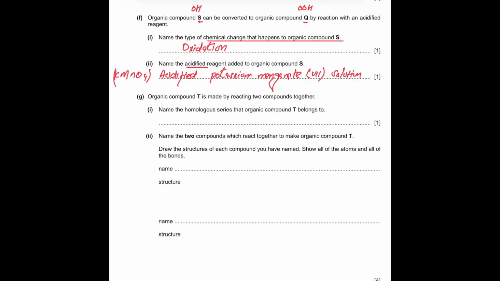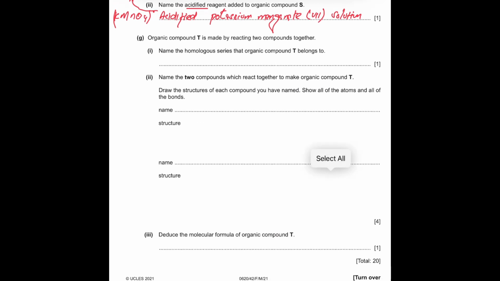Basically acidified potassium manganate produces atomic oxygen, and that atomic oxygen will convert the S compound to Q compound, S to Q. The S compound will react with this atomic oxygen made by acidified potassium manganate to convert into Q. So that's why we need acidified potassium manganate.